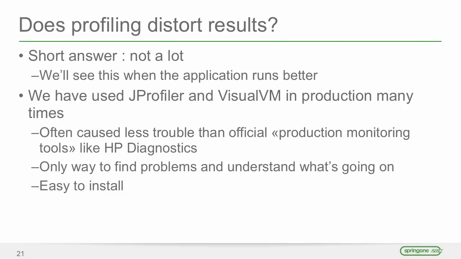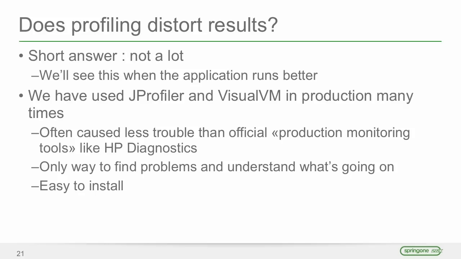So the question I always get on this is, well, does profiling distort results? Is it going to show some wrong stuff? Of course, it depends on what you're doing, but the short answer for me is not a lot. Here we will run the application with a profiler. You will see it will still go to 200, 220 requests per second. It's nearly the same results as before, but now we will have a profiler that will help us understand what's going on.